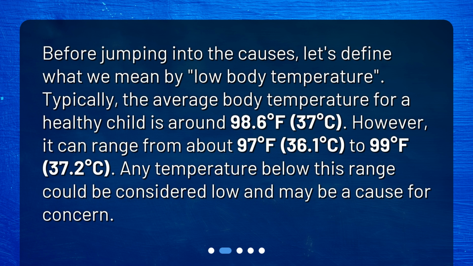Before jumping into the causes, let's define what we mean by low body temperature. Typically, the average body temperature for a healthy child is around 98.6 degrees Fahrenheit, 37 degrees Celsius. However, it can range from about 97 degrees Fahrenheit, 36.1 degrees Celsius, to 99 degrees Fahrenheit, 37.2 degrees Celsius. Any temperature below this range could be considered low and may be a cause for concern.